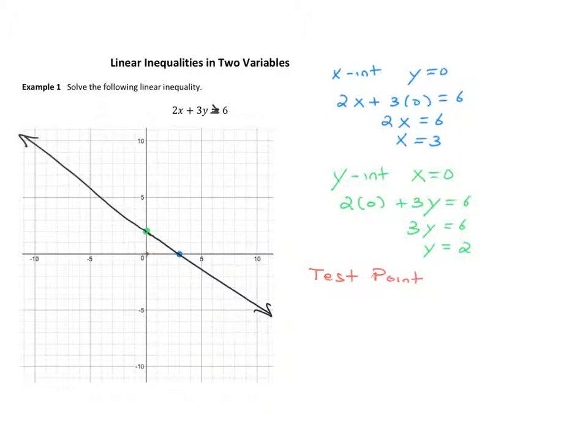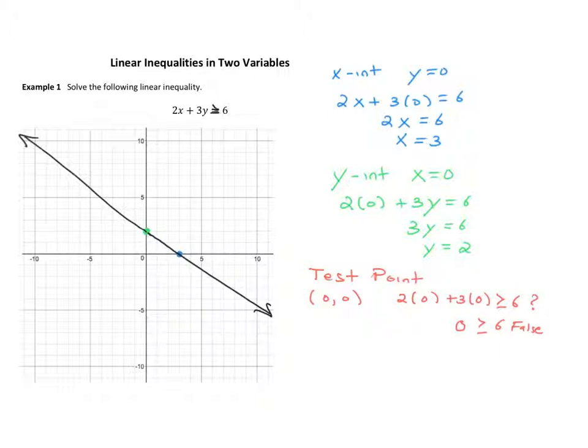So I'm going to choose this point, plug it into this inequality and see if it makes it true or false. So I'll write that down. My test point is 0, 0. I plug it into my equation. I get 2 times 0 plus 3 times 0. Is that greater than or equal to 6? This is a question. It either works or it doesn't. When I simplify this, I get that 0 is greater than or equal to 6, and this is false.